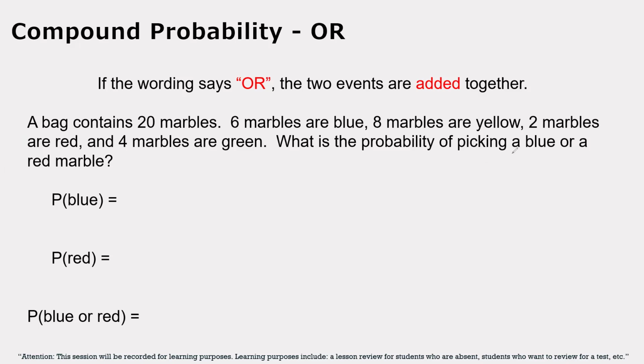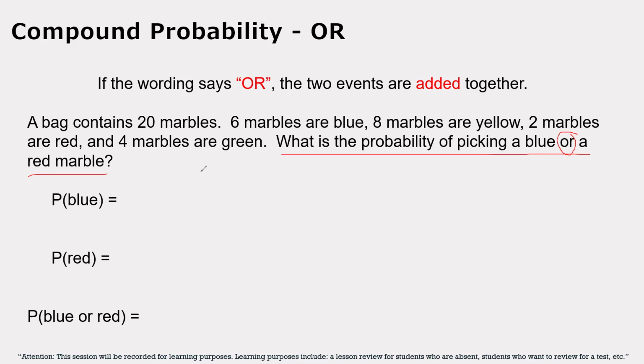And if it says we want the probability of picking a blue or a red marble, that means it doesn't matter which. It could be blue or it could be red. So when that happens, we add our fractions together because we are now increasing our likelihood of getting them because it could be either or. It doesn't have to be both at the same time.